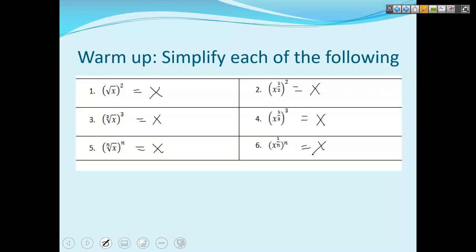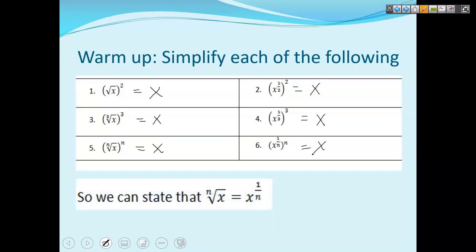That also allows us to make the connection that if it is to the nth root, that is equal to x to the 1 over n. So the cube root and x to the 1/3, the square root x to the 1/2, the nth root x to the 1 over n are all equivalent statements. So the nth root is equal to x to the 1 over n.